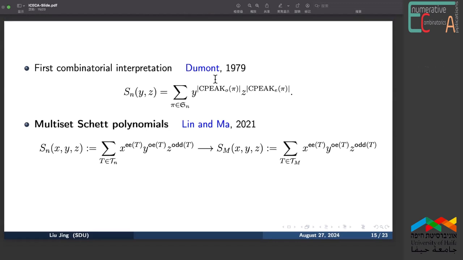In 1979, Dumont provided the first interpretation of these polynomials, describing them as a joint distribution of the number of odd cycle peaks and even cycle peaks over all permutations. In 2021, Lin and Ma offered a new combinatorial interpretation in terms of increasing chains, which can be viewed as the generating function for these three parity statistics.